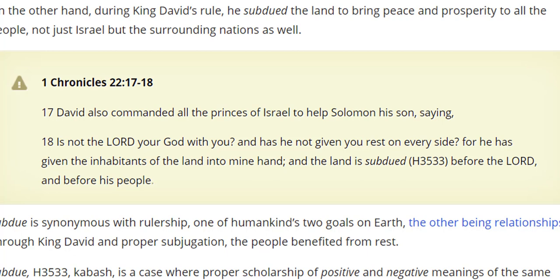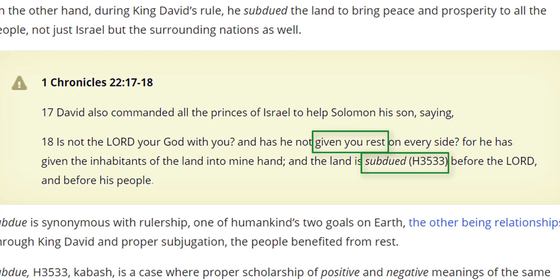David also commanded all the princes of Israel to help Solomon his son, saying, Is not the Lord your God with you? And has he not given you rest on every side? For he has given the inhabitants of the land into my hand, and the land is subdued, H3533, before the Lord and before the people.